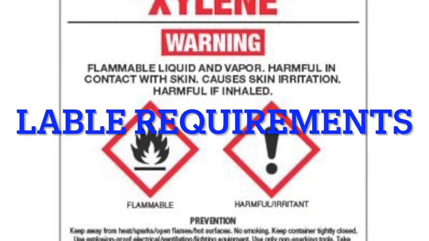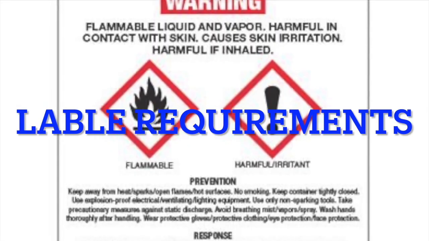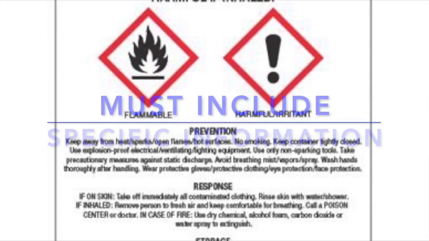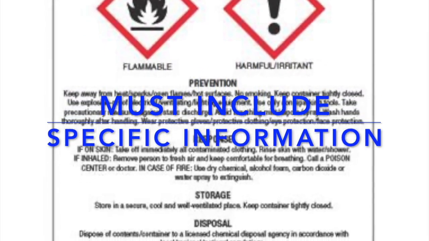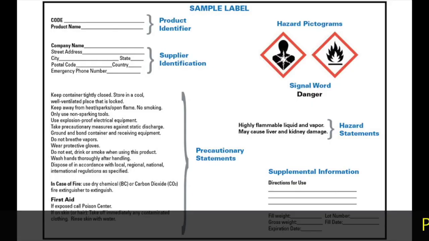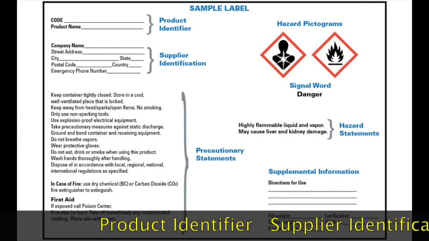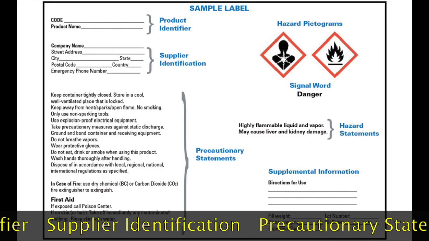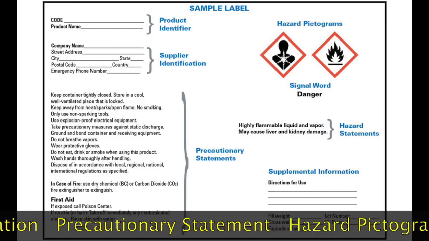So the label requirements say that we have to have pictograms, and there are usually multiple pictograms. But there's a lot of other label requirements. The labels must include specific information about this chemical. There must be specific sections. There has to be a product identifier, up on top, supplier identification. And this precautionary statement is really important. That's probably the first thing you should read.